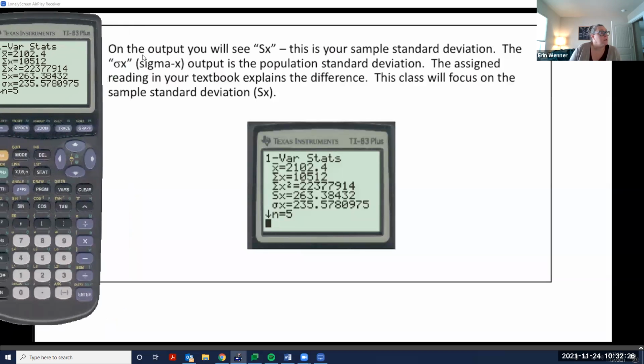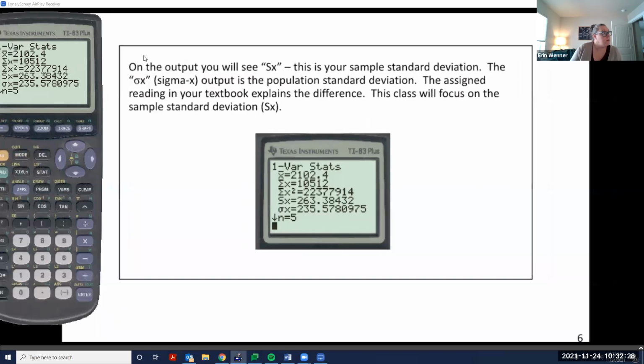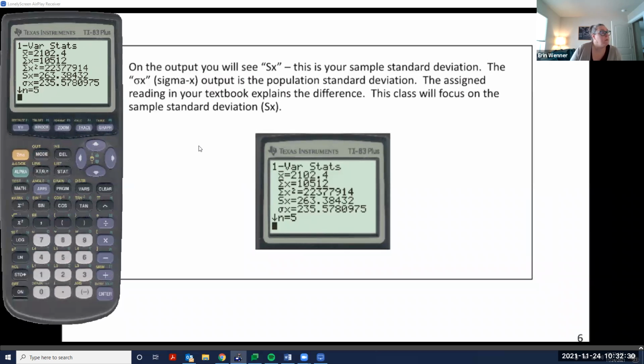Let's see if I can bring this down a little bit so we can see our calculator at the same time. This is your standard deviation. So that's right here on our screen. The sigma x output, which is the one that's right below it, is the population standard deviation. The assigned reading in your textbook talks about the difference. We're just going to focus on the sample standard deviation.